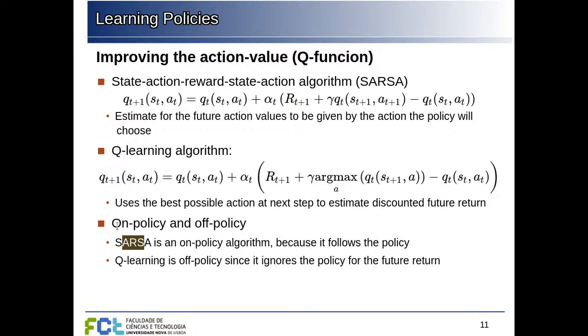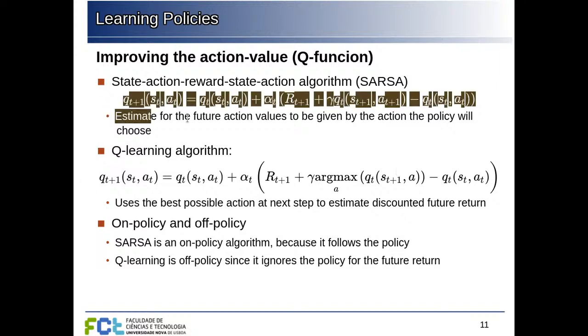So there is a difference between SARSA and Q-learning. We say that SARSA is an on-policy algorithm because it considers that the future expected return for the next state will be given by the policy. So we are using the action that the policy recommends. Q-learning is off-policy because we are now ignoring the policy here and we are choosing the best possible action. So we are trying to go faster to the optimal Q function.